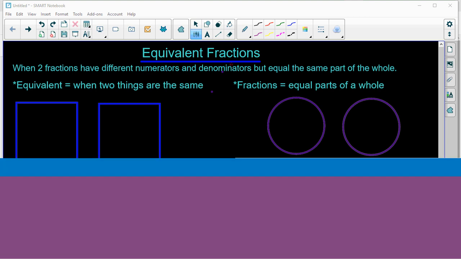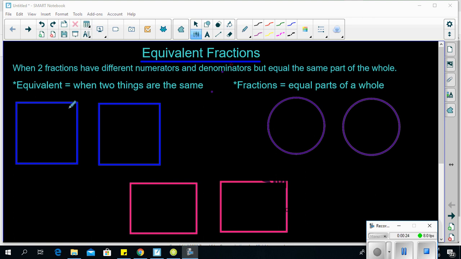So as you can see, I have some shapes here today. Notice that all my shapes are the same size. They're the same whole because we want to compare them. When you're comparing equivalent fractions, you want to make sure that you're not comparing a square this size with a rectangle this size or a square with a circle. So I want to show you some things.